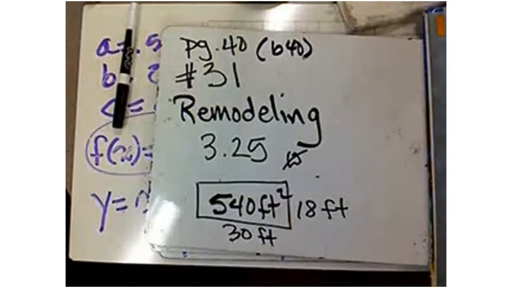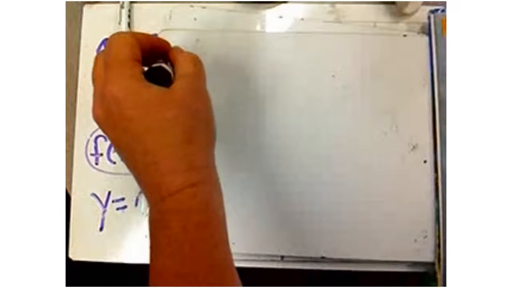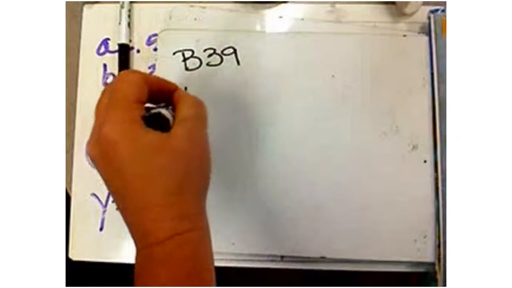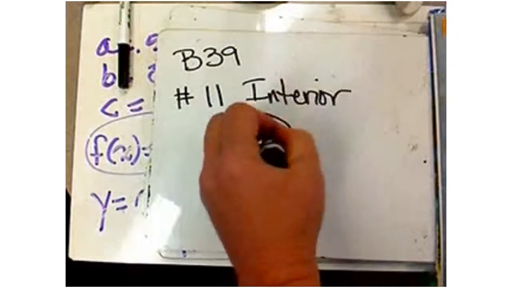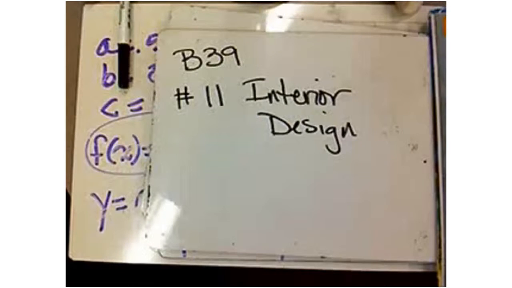So back up to page 39. I'm going to guess that it's B, number 11. It's page tab B 39. Interior design. Okay, and there's a tactile to go with it. The tactile's not horrible. It could be a heck of a lot bigger, but we'll make our way through it.